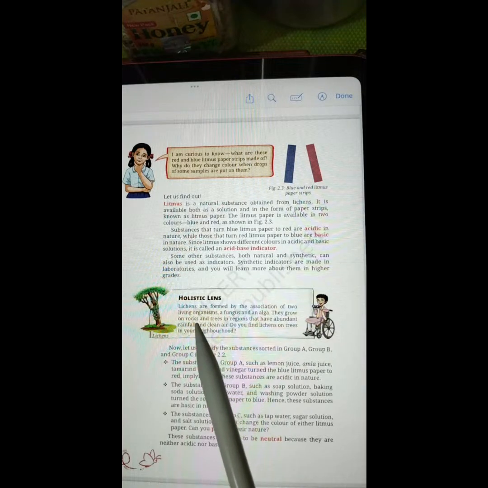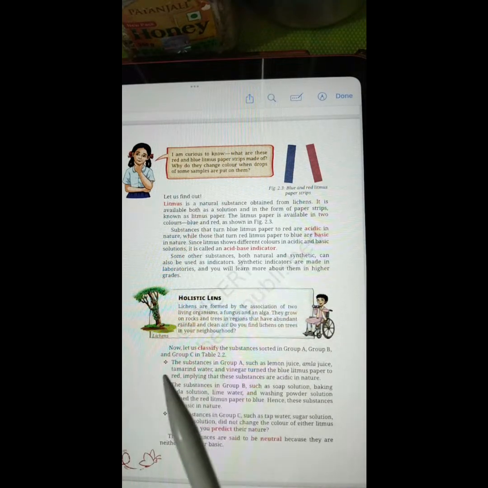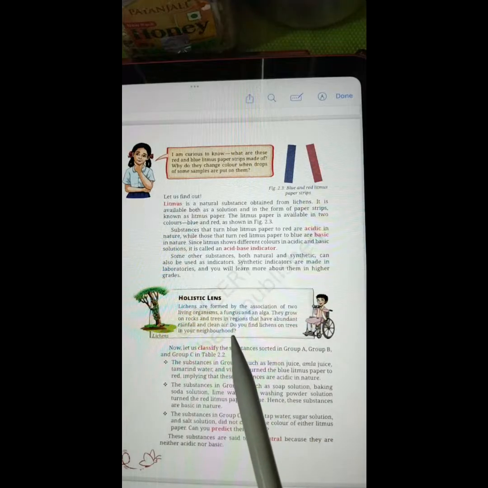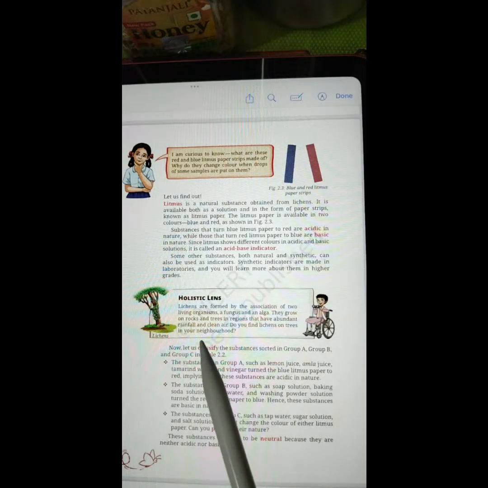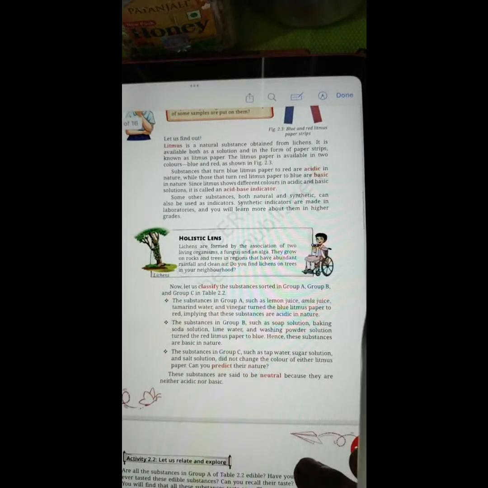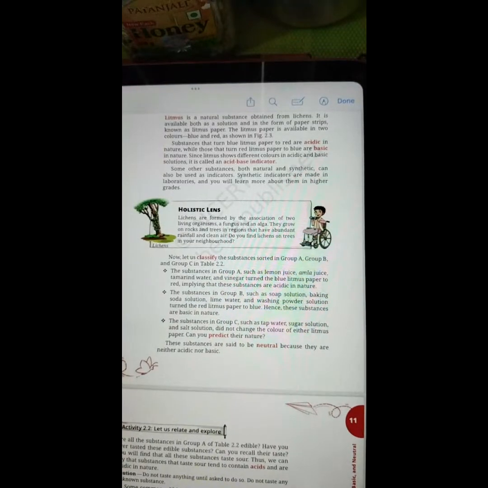Lichens: this gives you an idea of how lichens are formed. Lichens are formed by the association of two living organisms, one is fungus and the other is algae. They grow on rocks and trees in regions that have abundant rainfall and clean air. Do you find lichens on trees in your neighborhood? The answer for our city Gurgaon is a big no, because lichens are indicators of pollution. Wherever we have more pollution, lichens won't be there. So they are possible only in the hilly regions.